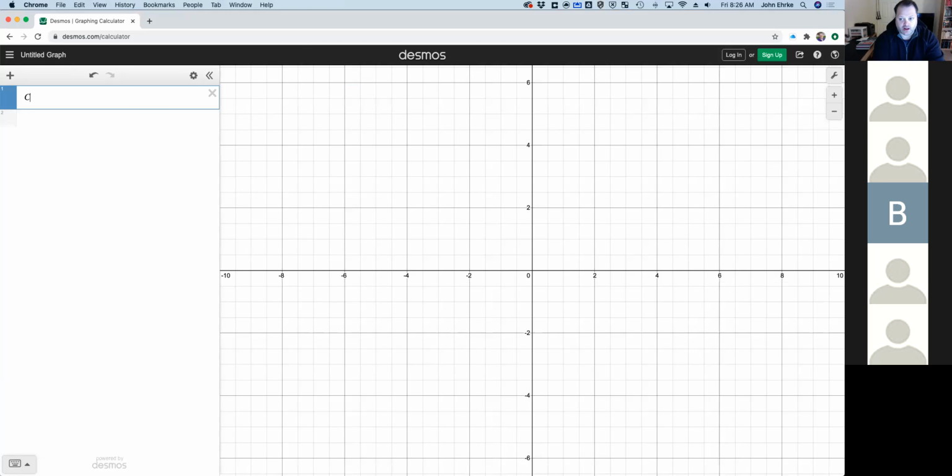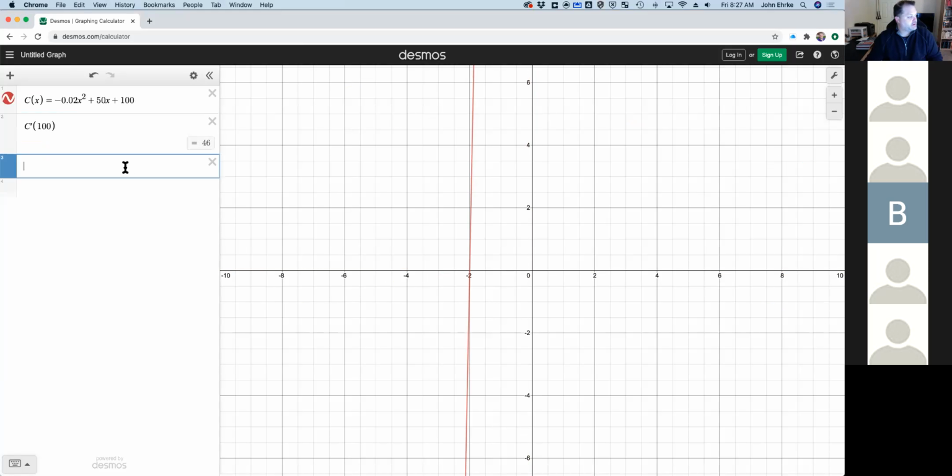Go ahead and write in our cost function. Since we've written it in terms of x, we can use the derivative. So c prime of 100, and it'll calculate it, versus c prime of 900. So the rate at which costs are rising at 100 is faster than the rate at which costs are rising at 900. That's why c prime of 100, which was 46, and c prime of 900 is 14.